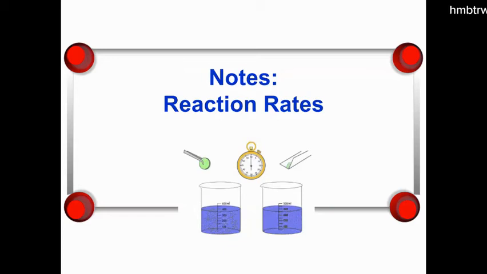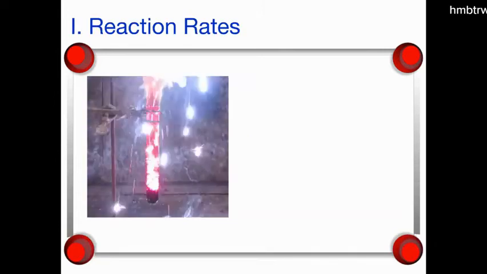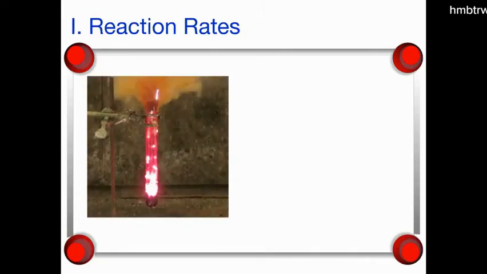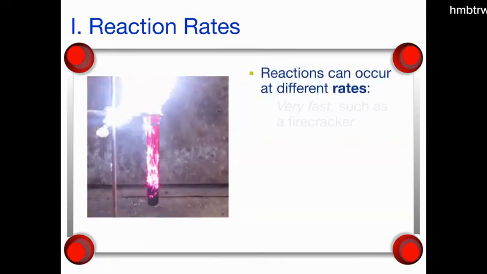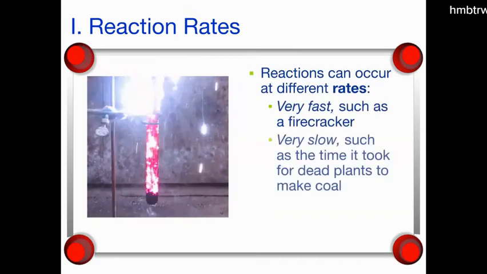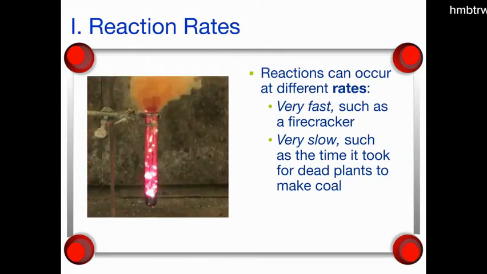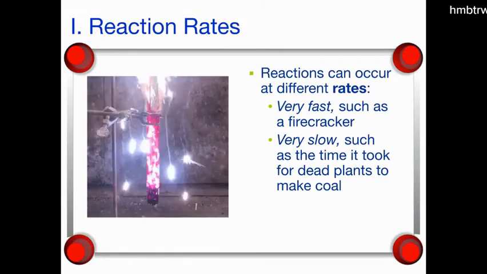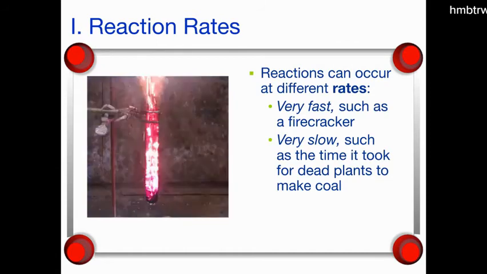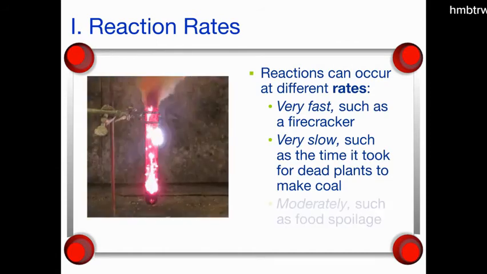Rates. So in chemical reactions, some reactions are going to go really fast and some reactions are going to go really slow. Some reactions might go some kind of middle ground. Okay, so in this case, obviously, this is a very fast reaction. An example of a fast reaction would be like a firecracker. An example of a slow reaction would be something like how dead plants decompose to make coal.